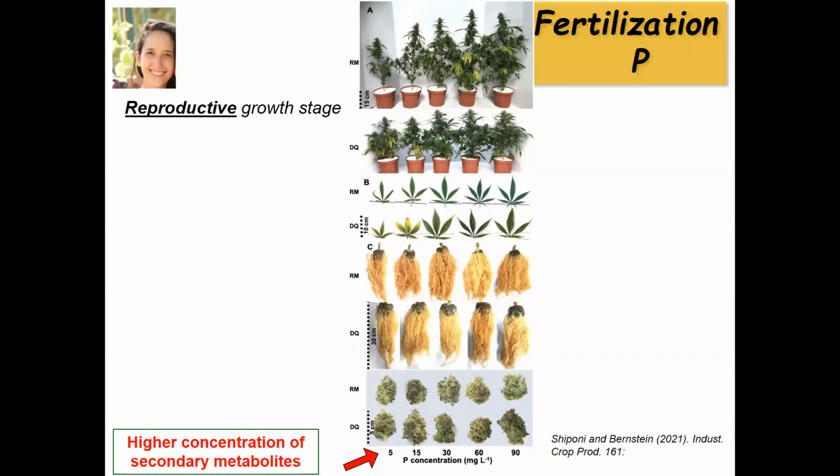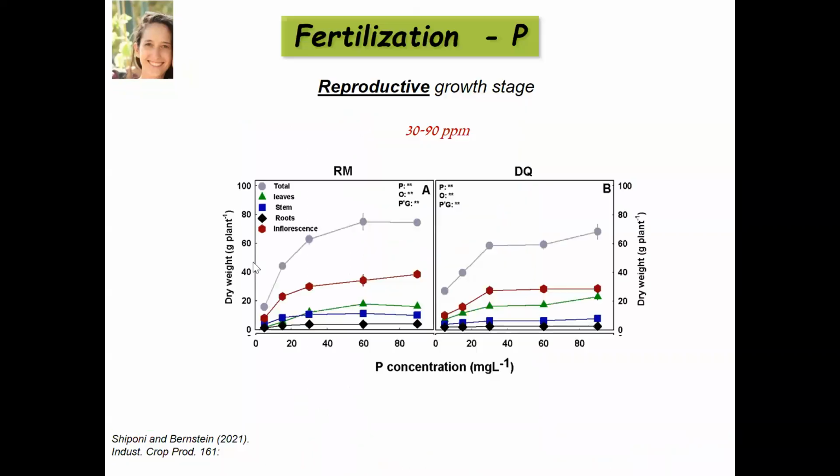The highest concentration of secondary metabolite was actually in the plants that suffered from phosphorus deficiency. And when we look at the yield, this is the total biomass of the plant. This is yield, the dry weight of flowers, of inflorescence in the two varieties, and we can see that above 30 ppm there is no increase in biomass, in yield. Same thing here, above 30 ppm we're not statistically increasing in yield.